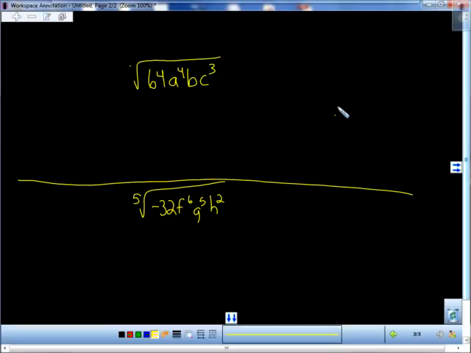I want to take a look at two different problems, one that has an even exponent and one that has an odd exponent. To do these, we're going to break down all the parts of the term into something squared so we can easily take the square root of the entire thing.